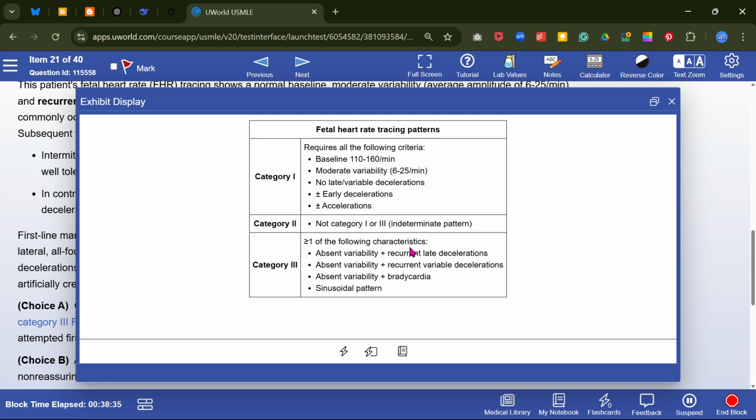And deceleration is the downward deflection, the slope.